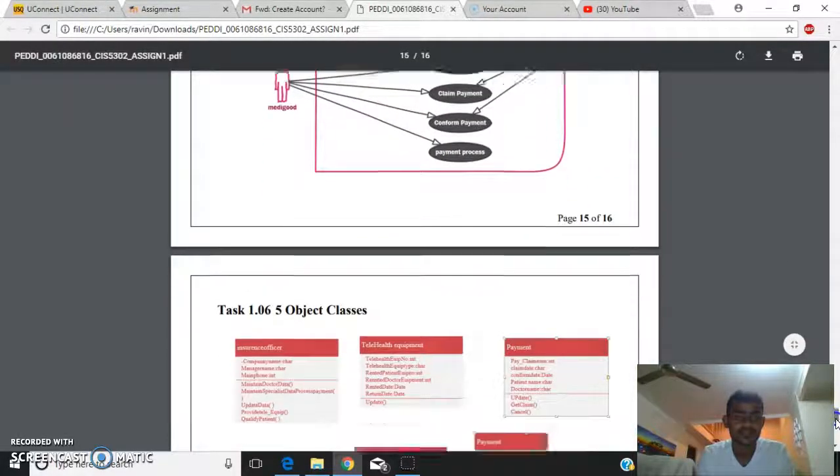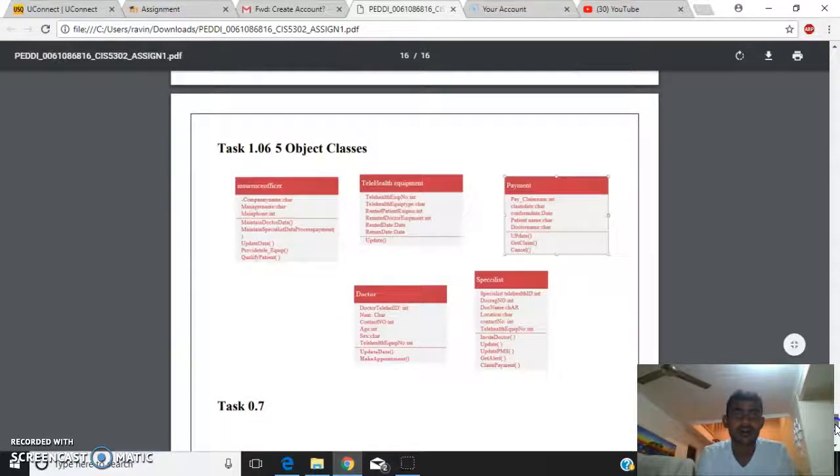And the last one is the five object classes. These five are insurance officer, then telehealth equipment, then payment, doctor, specialist. These are the five object classes.